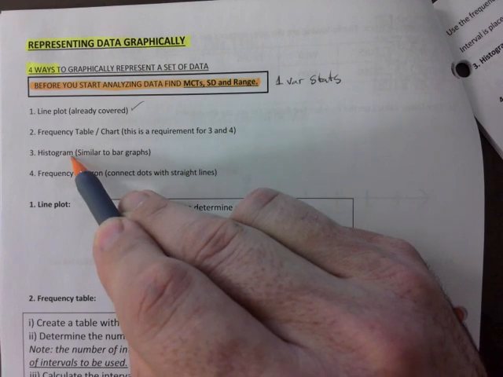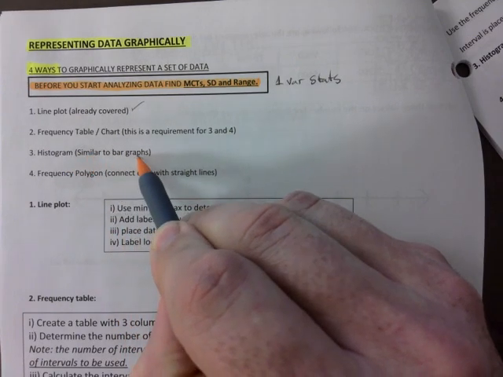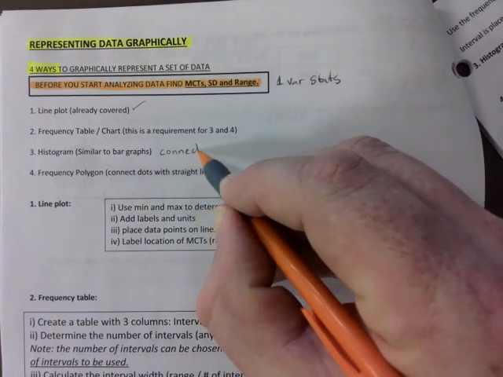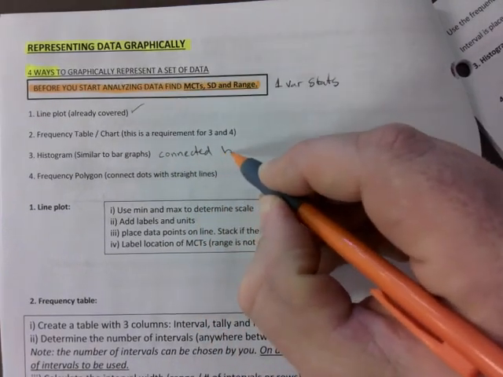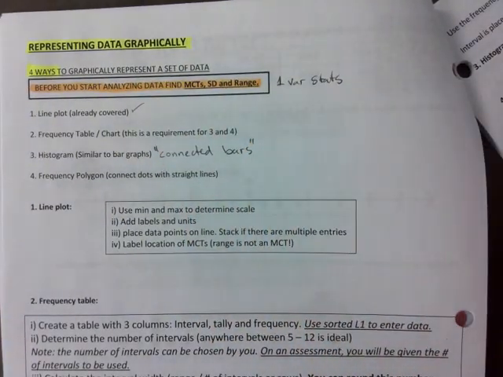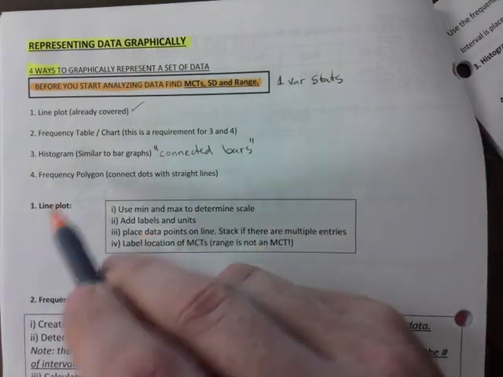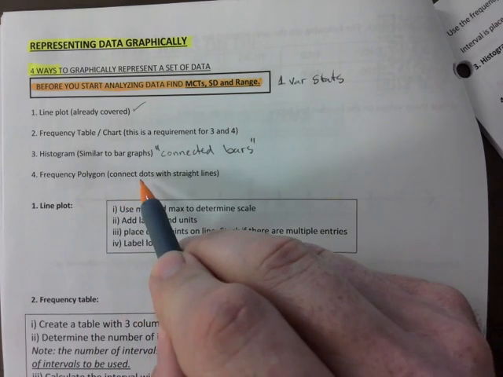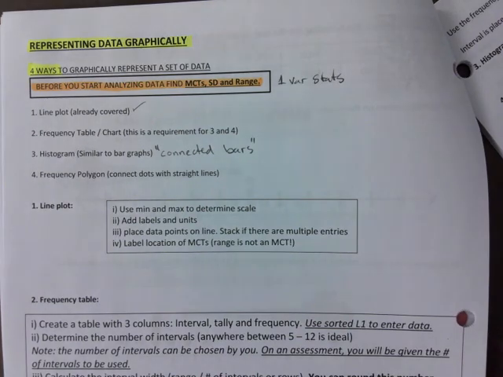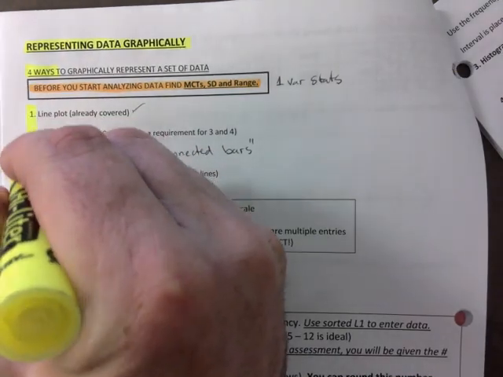With a histogram, similar to bar graphs, but they're connected. I just want to make sure you understand that. Connected bars. And then you have a frequency polygon. You connect the dots with straight lines. That's what I want you to think of there. So these are my four ways of organizing data.